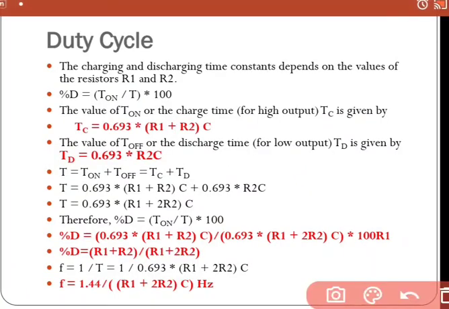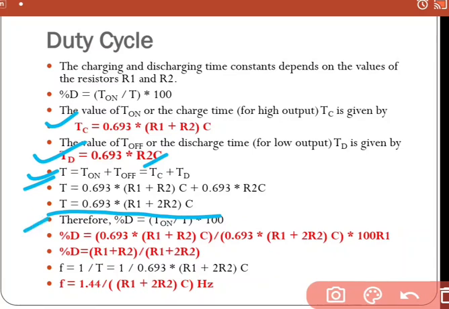Now what is the duty cycle? Duty cycle is T on by T into 100. So what is T on? T on time means charging time. Charging time we have calculated in the previous slide, that is 0.693 into R1 plus R2 into C. This is charging time. This is discharging time. So what is T? T is the total time period, that is T on plus T off, that is charging time plus discharging time. So it is coming out to be this value, 0.693 into R1 plus 2R2 into C.